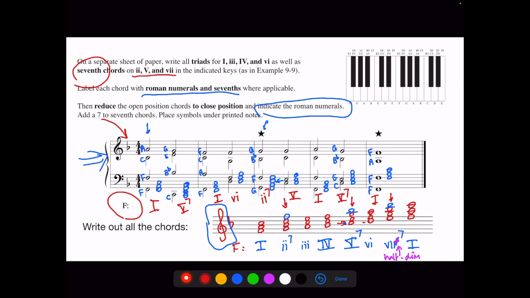So just very quickly, what you have to do first is write out all of the chords on a separate sheet of paper, and then the next thing is to reduce the chords, the open positions, into closed position, and then you're going to use what you wrote on that separate sheet of paper as a reference, and then you can find out what the actual chords are. Hopefully this is helpful.